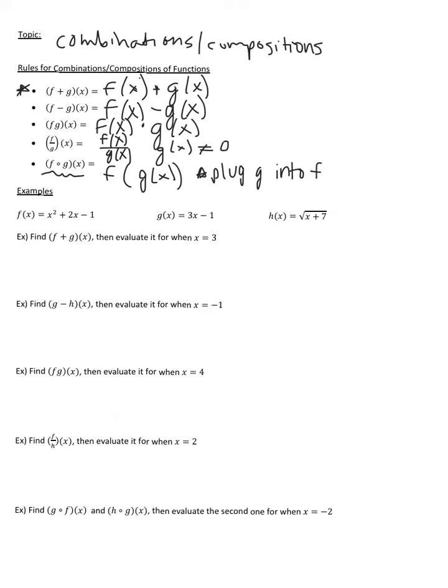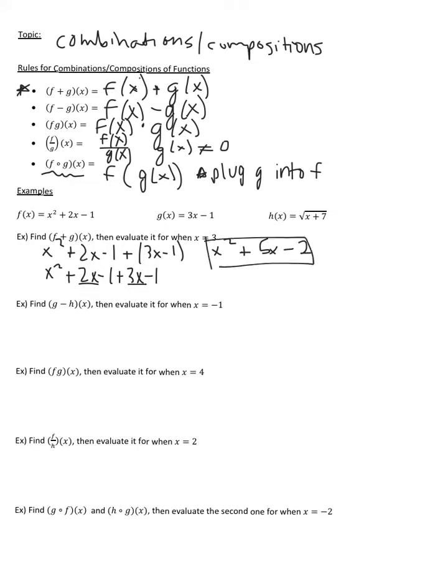All right, so let's go ahead and try a few examples. We want to find f plus g of x, then evaluate it for when x equals 3. So f plus g of x is going to be x squared plus 2x minus 1 plus 3x minus 1. Now, we don't have anything to distribute because that's just a plus sign. So this is just x squared plus 2x minus 1 plus 3x minus 1. Then we can combine our like terms. So that's going to be x squared plus 5x because we have 2x and 3x. And then minus 1, which is going to be negative 2. So that is what our function equals, f plus g of x.